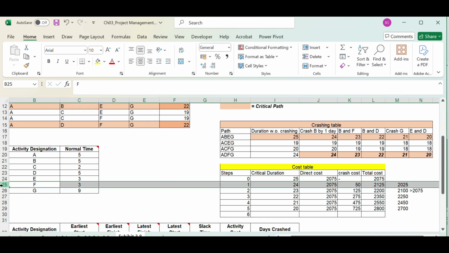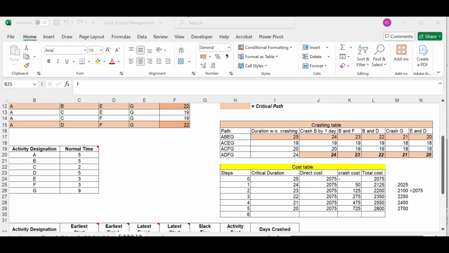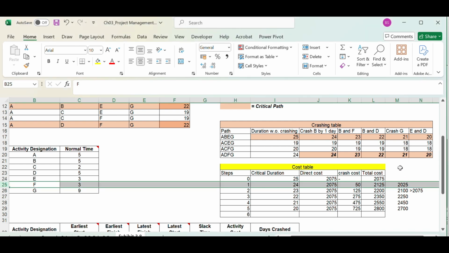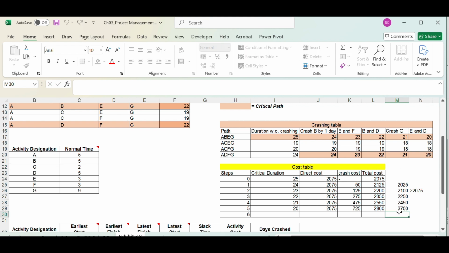That is crashing B. If we have an opportunity cost or an indirect cost where we can save $100 whenever we crash an activity by a day, this is how the crashing schedule works. Now, this brings us to a concept called diminishing marginal utility. It is a technique of calculating the optimum crashing plan as per the incremental cost savings, like we just did here, by including an opportunity cost or an indirect cost.